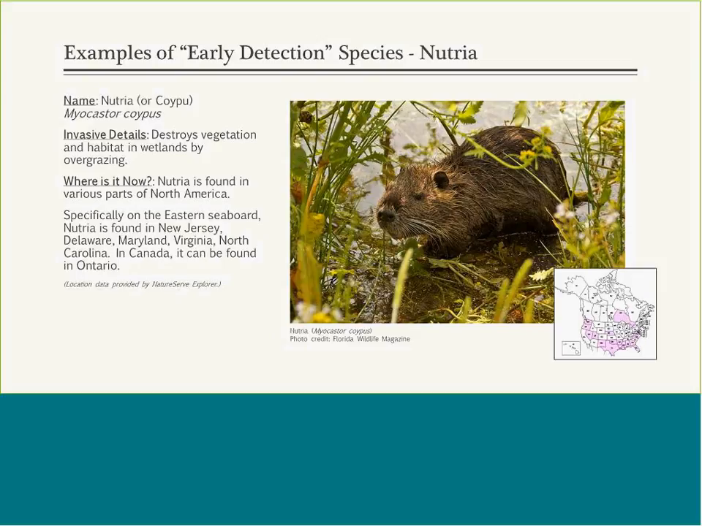Here's another example of an early detection species. This is called a nutria. It can also be called a coypu. It's a lot like a beaver, but it's not quite the same thing. It destroys vegetation and habitat in wetlands by overgrazing those sites. This one has been in various parts of North America, and specifically on the eastern seaboard, it's been found in New Jersey, Delaware, Maryland, Virginia, and North Carolina, and also in Canada, it's been found in Ontario.